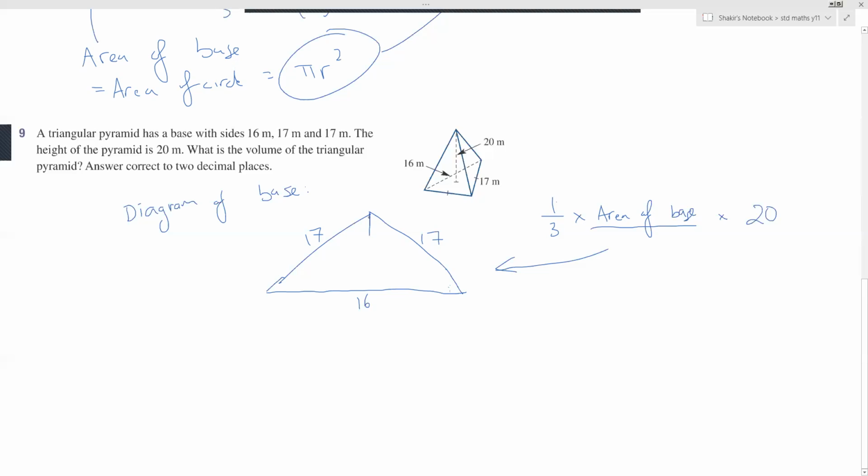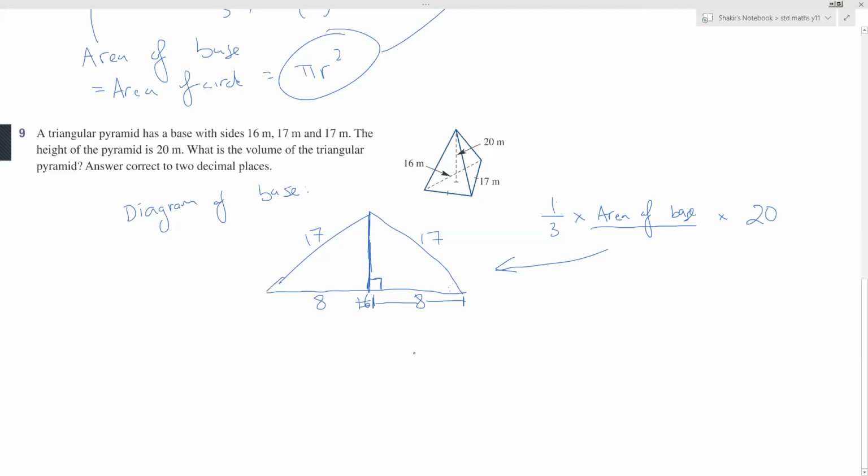If I drop a line straight down, this is an isosceles triangle. If I drop a line straight down, then I will have a perpendicular. Then I will have two different, equal triangles, right? This will be 8 and that will be 8 as well. So that distance there is 8. And I have a right angle triangle.